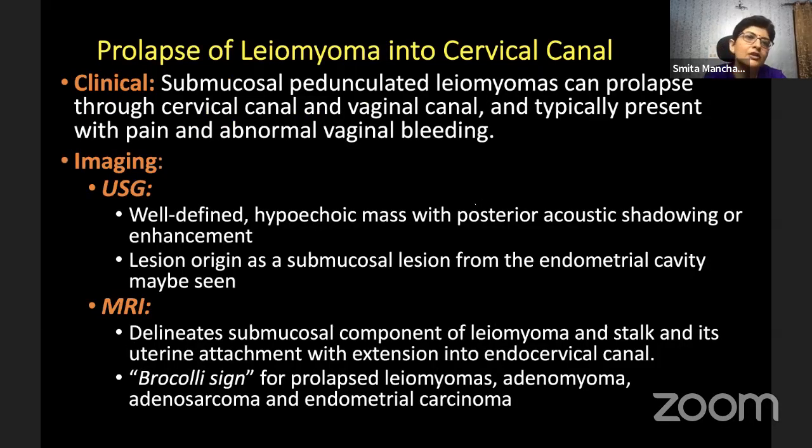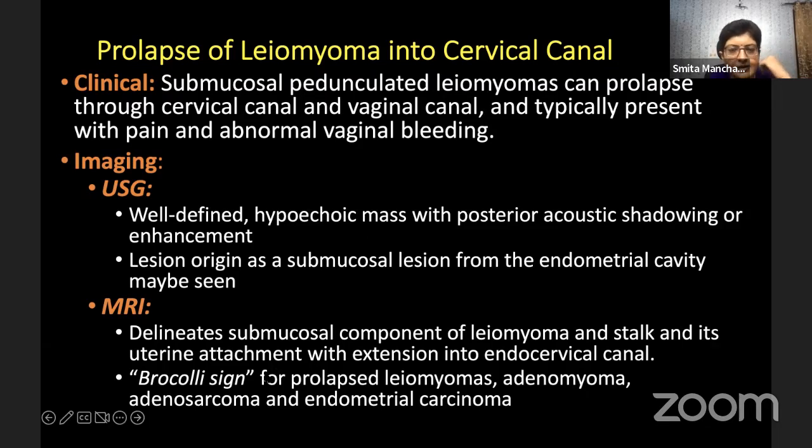Prolapse is usually with the submucosal pedunculated leiomyoma. And then when it prolapses out, it can present with pain and abnormal vaginal bleeding. So the typical ultrasound appearance would be that it's like a fibroid. It's a well-defined hypoechoic mass. It will show posterior acoustic shadowing, but it can be seen as a submucosal lesion going from the endometrial cavity.